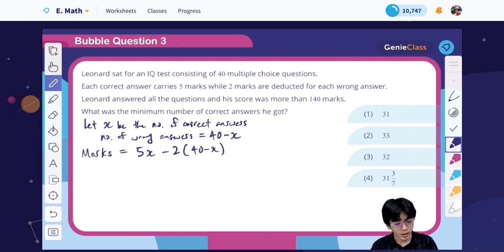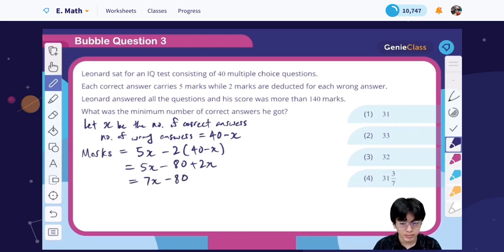Okay, so let's simplify that. 5x minus 80 plus 2x. We have a formula 7x minus 80.